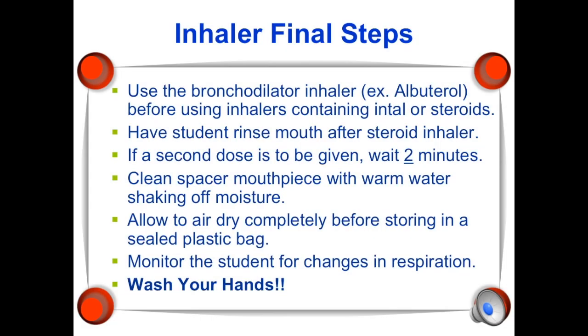If the student has 2 different inhalers, always use the bronchodilator, for example the albuterol or ProAir, first, and then use the inhaler containing the steroid, such as Flovent, after. If the student is to get a second dose, wait at least 2 minutes in between doses. Clean the spacer mouthpiece with warm water, allow air dry completely before storing, and monitor the student for changes in respirations. When done, wash your hands.